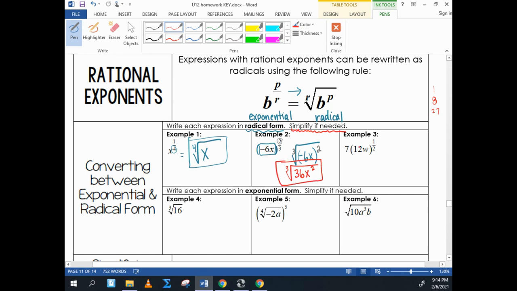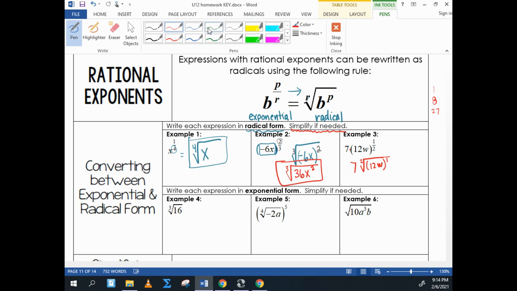Okay. All right, let's look at this one. Notice 7 is not being raised to the 1/2 power. So only this 12w is being raised to the 1/2 power. So 7 doesn't get to go in the radical at all. Okay, the base that's raised to the exponent is the only thing that gets to go into the radical. So we're going to write that 12w right here, and it's to the 1st power and the 2nd root right there.